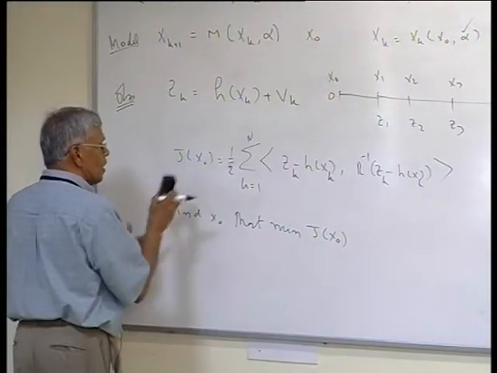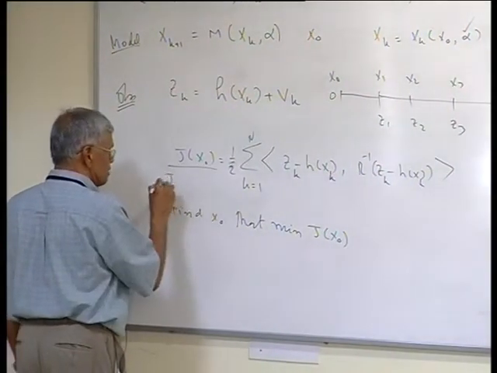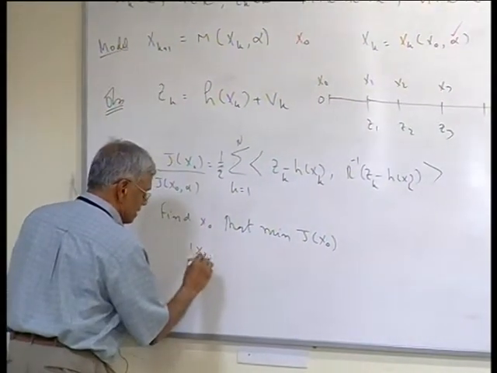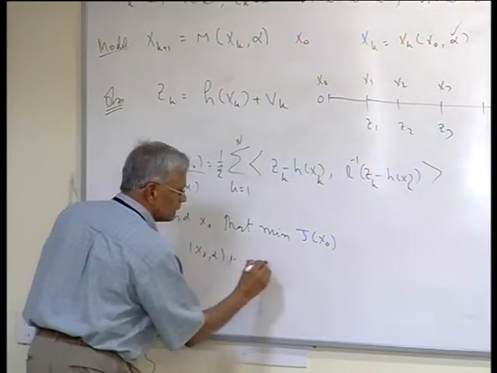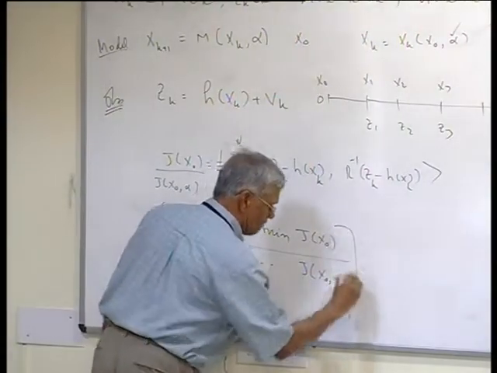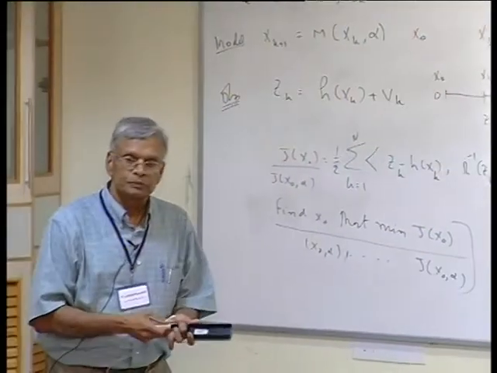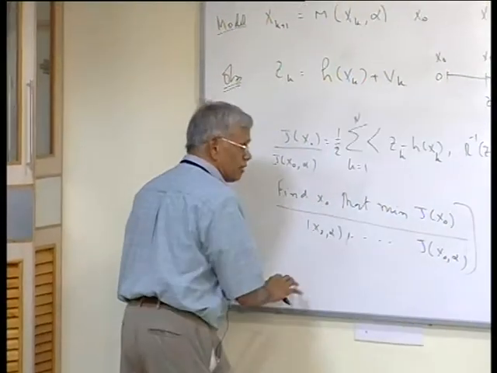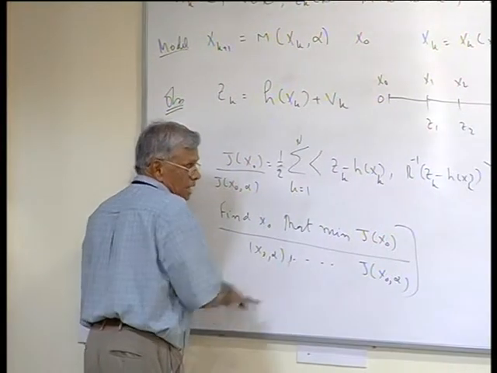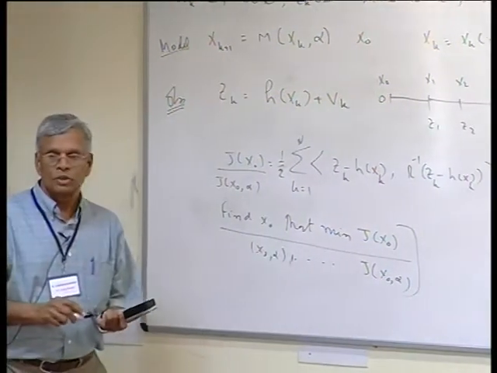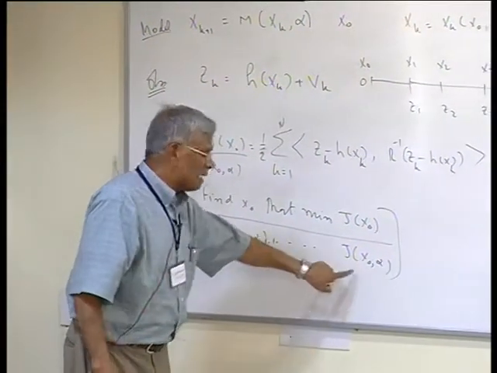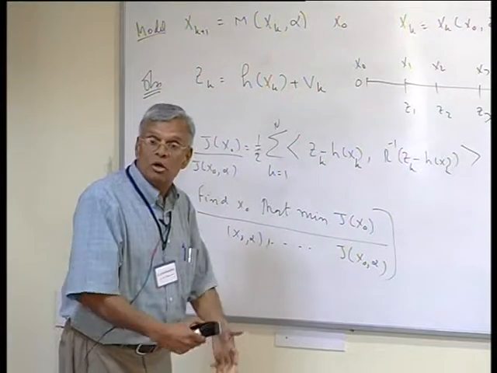If alpha is not known, I could think of this as a function J of x naught and alpha. Then I would say find x naught and alpha that minimize J of x naught, alpha. So there are two versions. If you know the initial condition but believe you have screwed up your parameter, you can represent this as a parameter estimation problem. So this is the initial condition estimation problem, or the initial condition and parameter estimation problem, or it could be a pure parameter estimation problem.